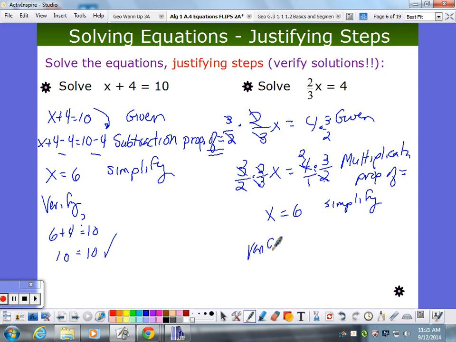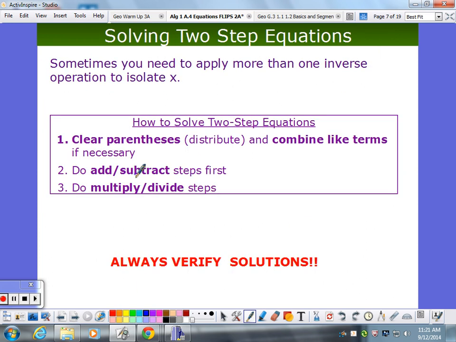Okay, and now we verify. 2/3 of 6. Is that the same as 4? Well, let me see. That crosses out. 2 times 2. You bet, with fractions, you better go verify these. It's easy to make mistakes. You want to make sure you're correct. And who's with me? All 3 of you. Awesome. Okay, we got a few more.